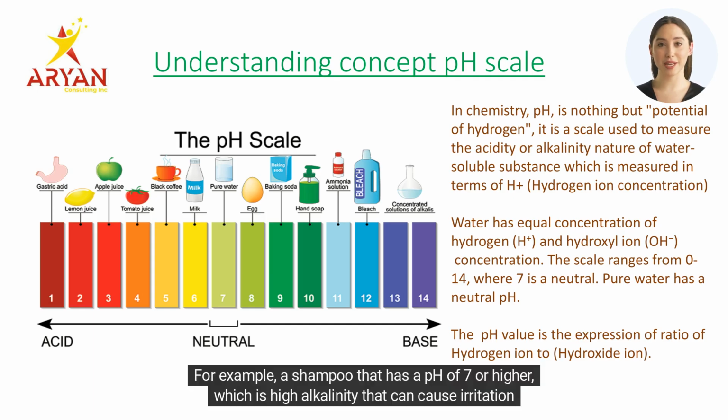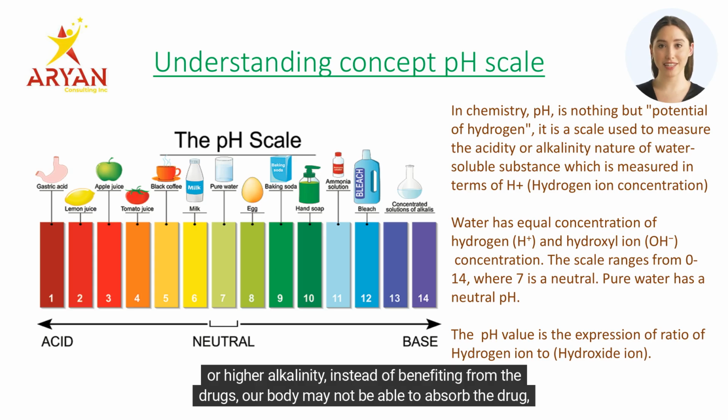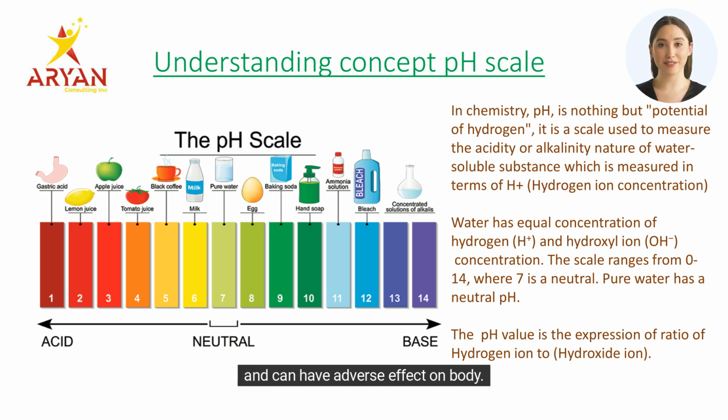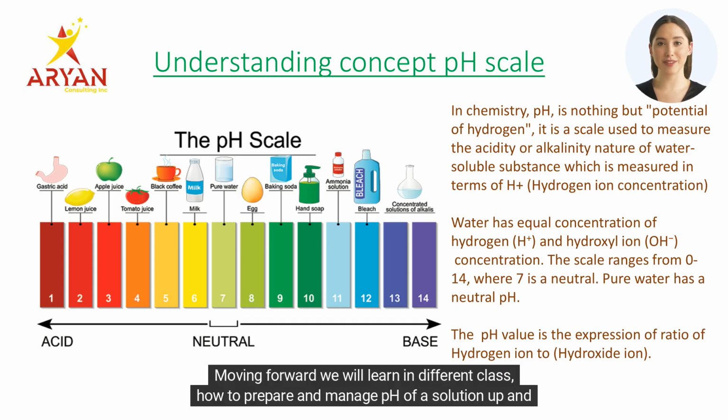For example, a shampoo that has a pH of 7 or higher, which is high alkalinity, can cause irritation to the scalp. Similarly, pH level of your blood is 7.1 to 7.4, and if the drug you are consuming has higher acidity or higher alkalinity, instead of benefiting from the drug, our body may not be able to absorb the drug, and can have adverse effect on the body. That is all you need to know about pH levels and its general relation to drugs. Moving forward, we will learn in a different class how to prepare and manage pH of a solution up and down.